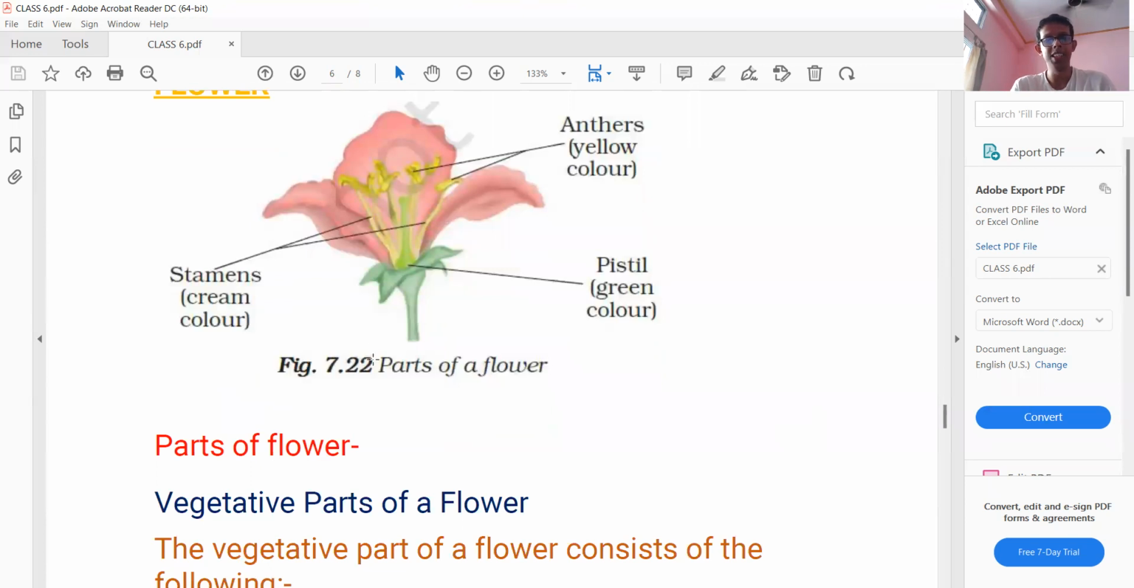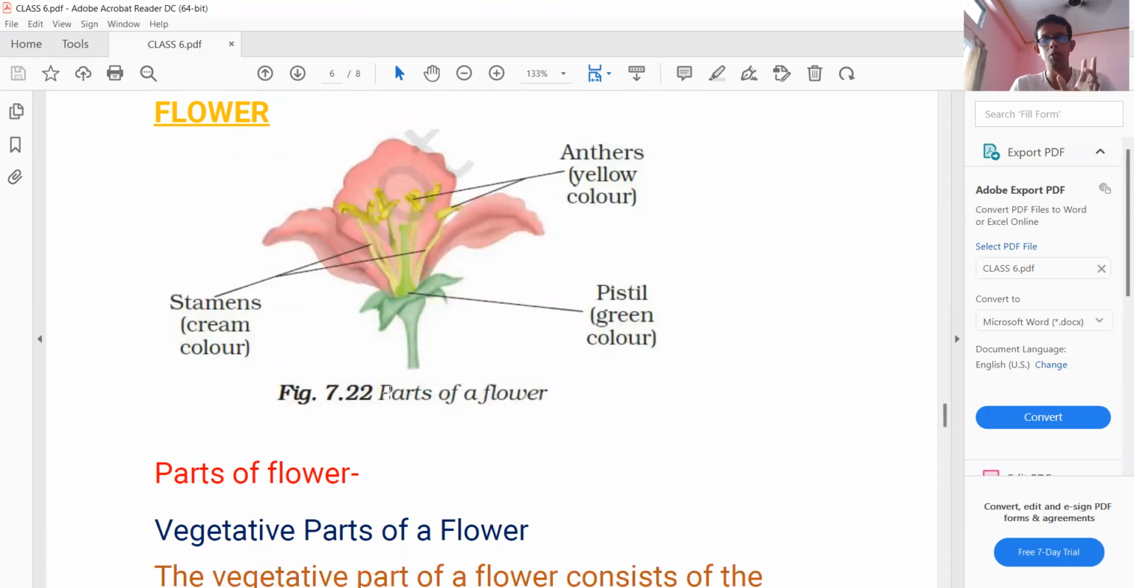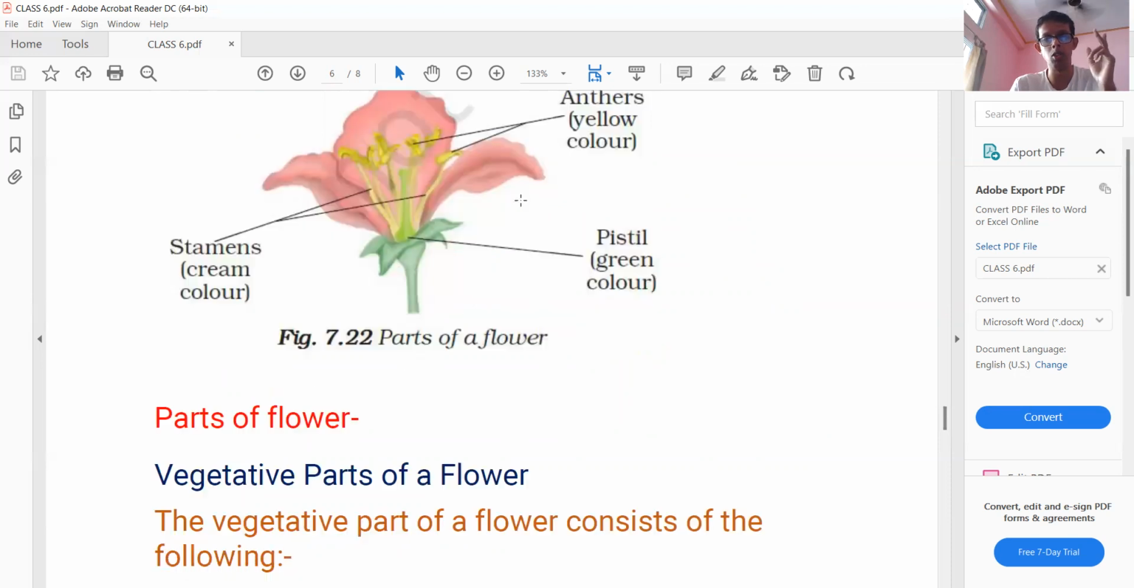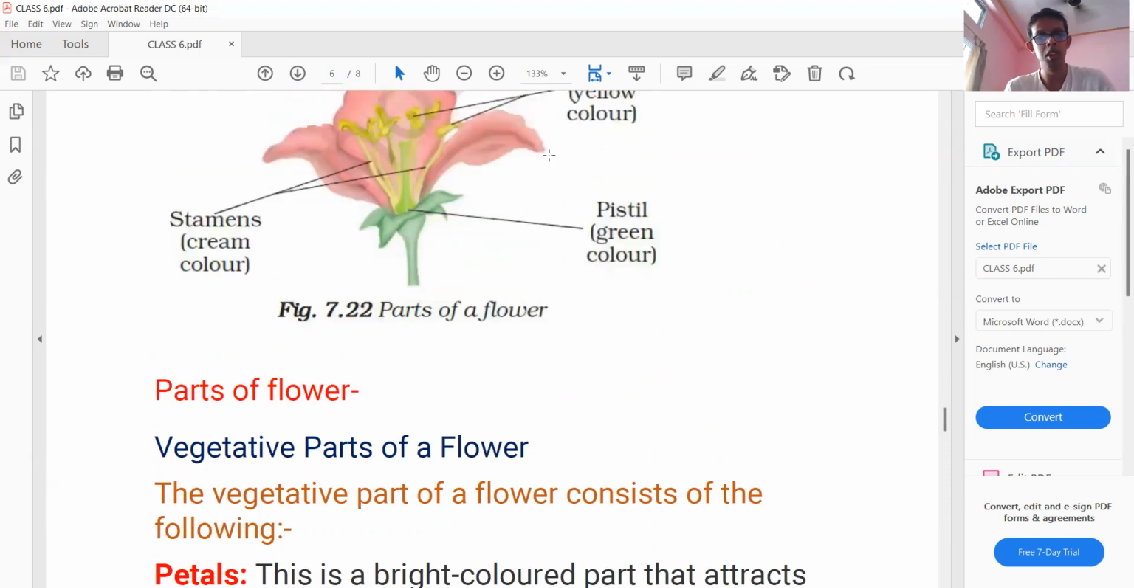Now let's come to flower. There are two parts in a flower. One is the vegetative, other is the reproductive part. Vegetative parts are basically divided into two parts. One is the petals, the other is the sepals.